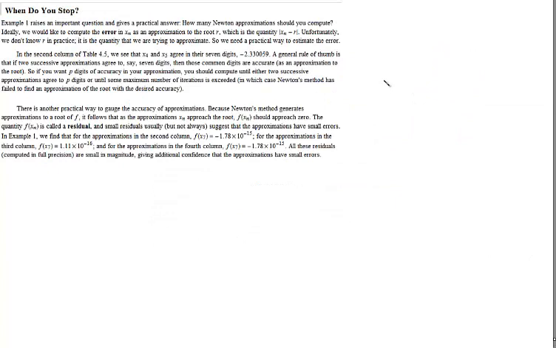Alright, this is just a little blurb about when you stop and how close you want it to be. Notice that if your values on, like, the fourth and the fifth iteration agree to 7 digits, the general rule of thumb is if you have 7 digits and you have 2 successive approximations that are the same, you can probably stop.